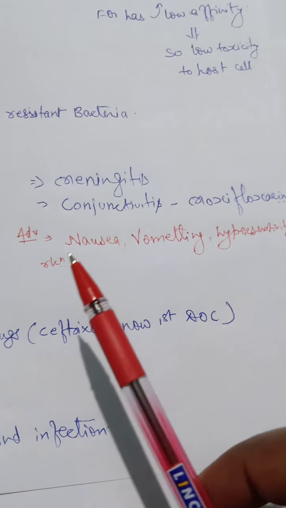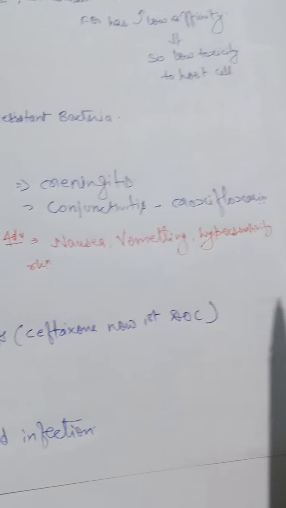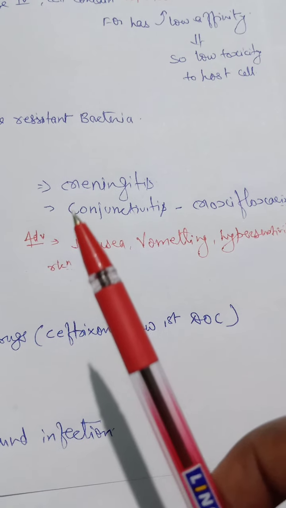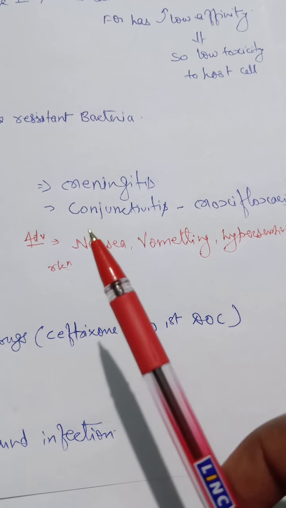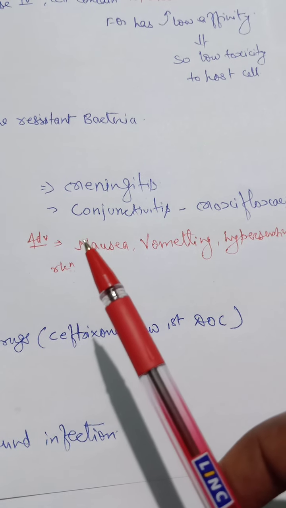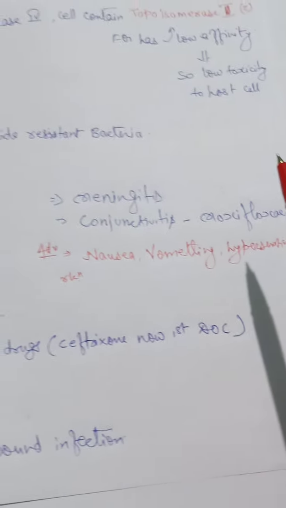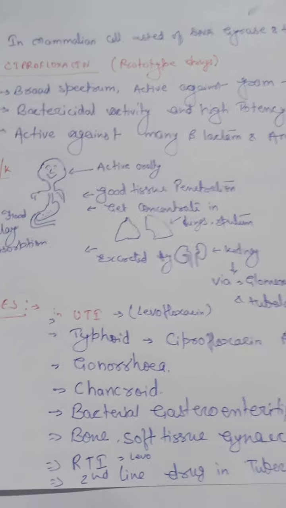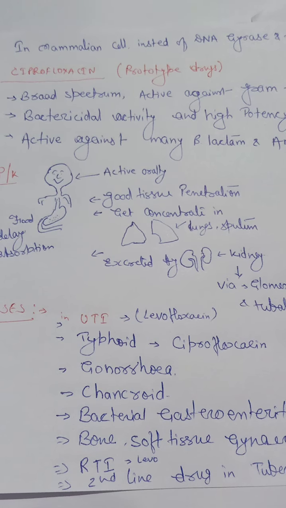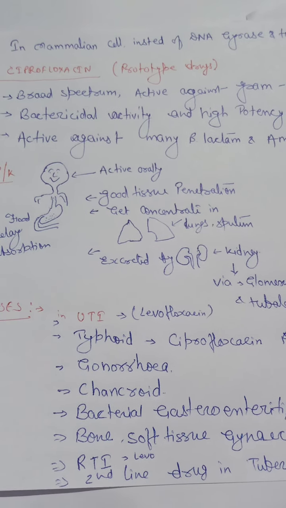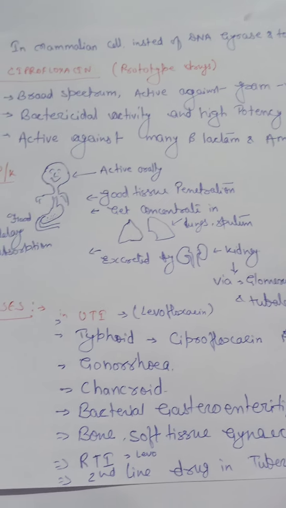The adverse effects are nausea, vomiting, and hypersensitivity reaction. Thus, in this way, our three topics, sulfonamides, cotrimoxazole, and fluoroquinolones, have been covered. In further classes, we will discuss more and more.